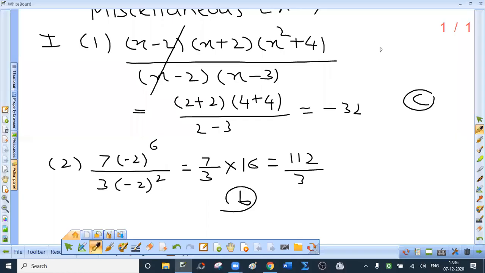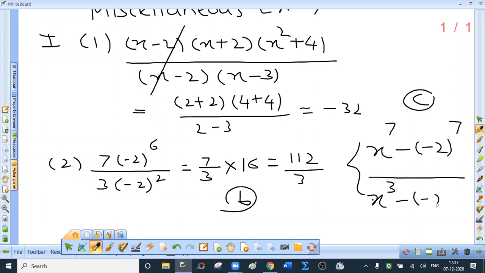Second sum, see, it should be limit x tends to minus 2 and not x tends to 2, right? Now, x raised to 7 plus 128 can be written, actually I should have written that step. Okay, I'll write here. See, this can be written as x raised to 7 minus 2 raised to 7, and denominator x cube minus 2 cube. Now divide numerator and denominator by what? x minus 2. Standard limit, you should remember all standard limits.